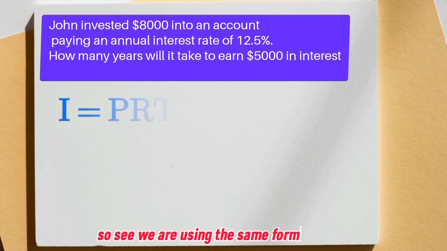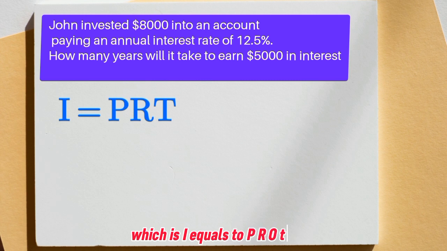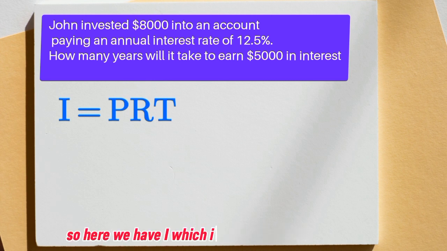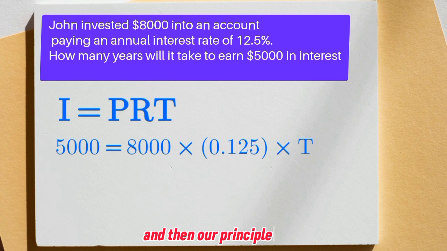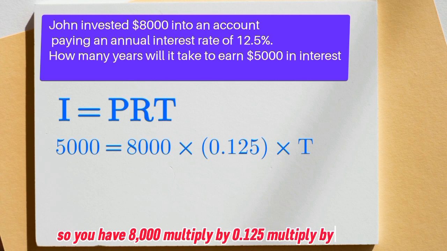So see, we are using the same formula, which is I equals PRT. But this time, we are looking for how many years it will take John. That is, we are looking for the time. So here we have I, which is the interest, as 5,000, because the question says how many years will it take John to earn 5,000 in interest. So we already have our interest as 5,000, and then our principal, which is how much he invested, as 8,000. So we have 5,000 equals 8,000 multiplied by the interest rate, which is 12.5% divided by 100, that is 0.125. So we have 8,000 multiplied by 0.125 multiplied by T.